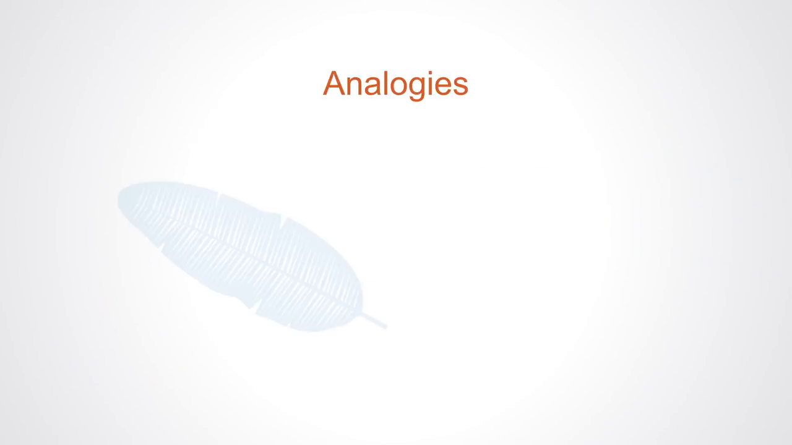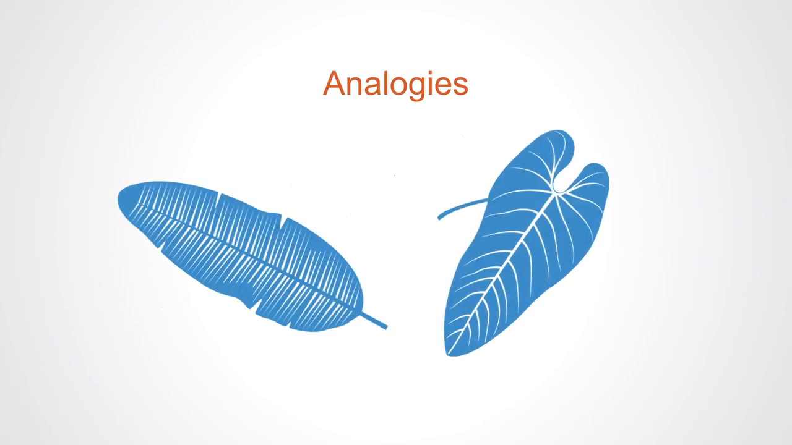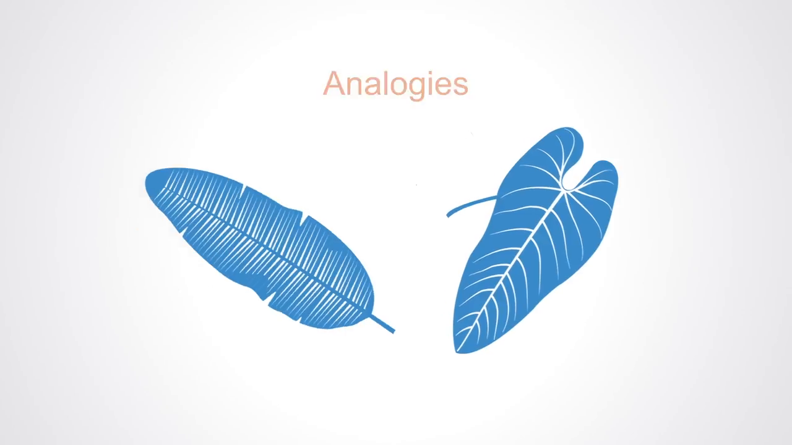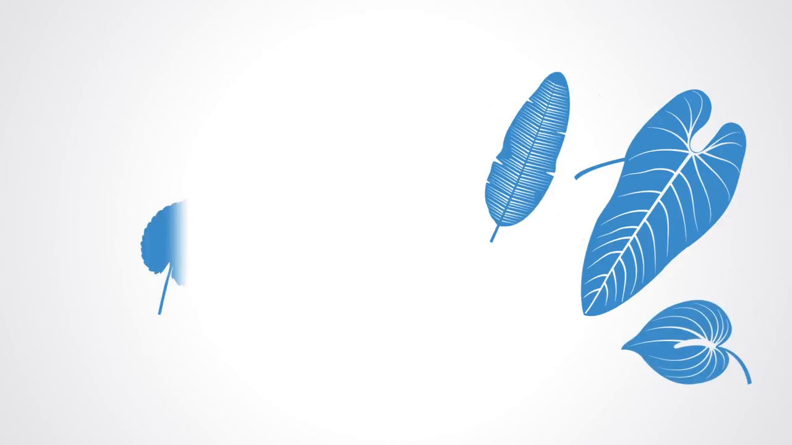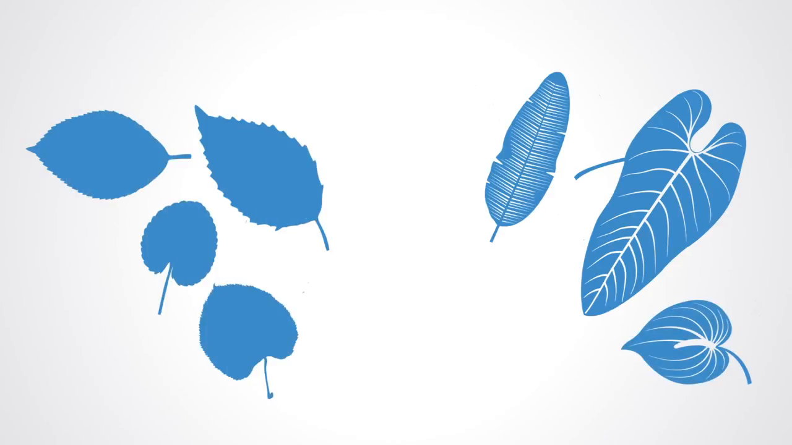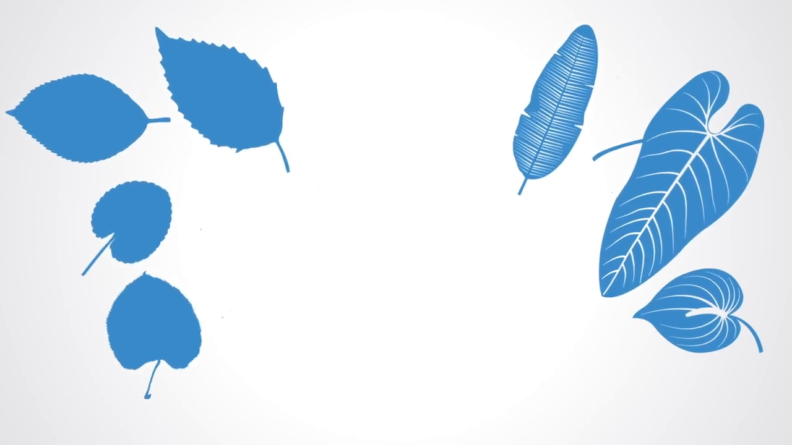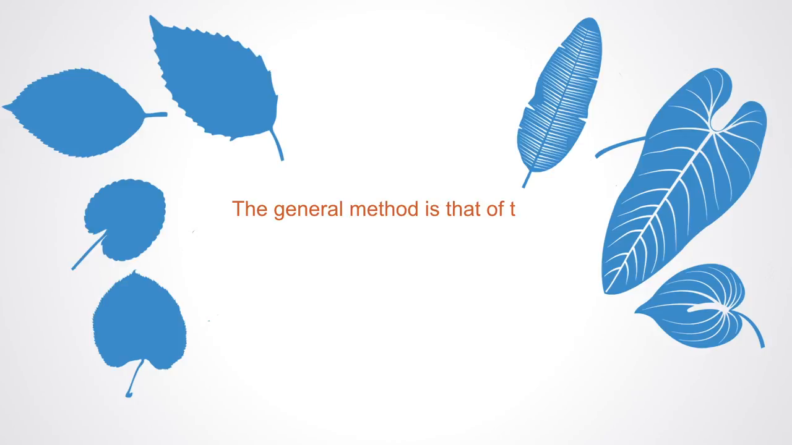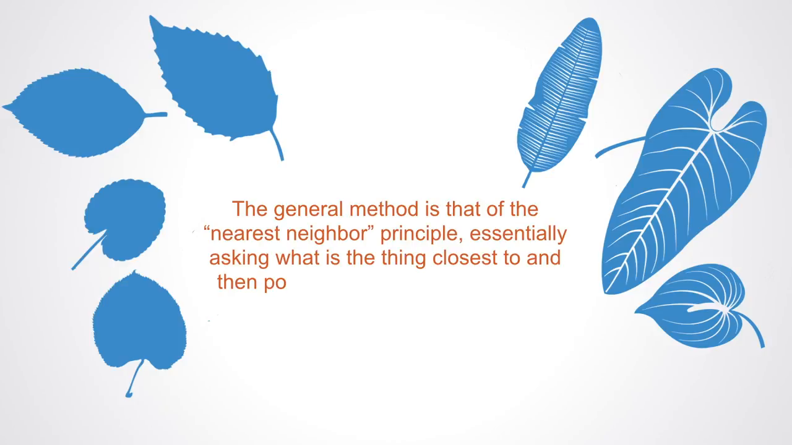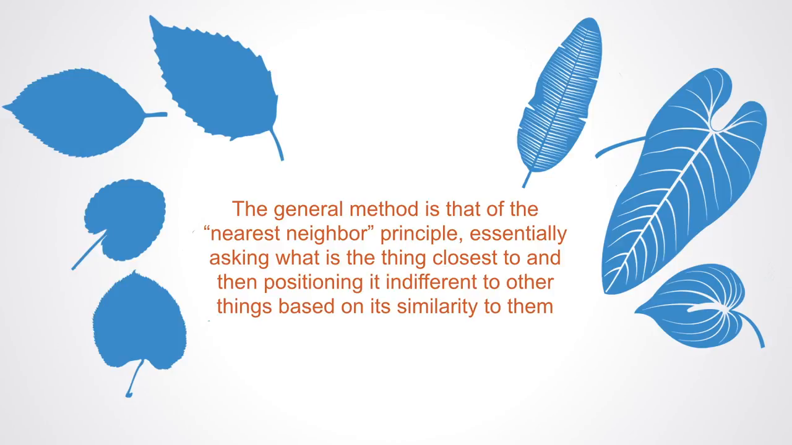The fifth approach is that of analogy. Analogy is a powerful and fundamental tool that our brains use to categorize new information by comparing it to what we already know, to see how closely it resembles other things, and thus whether we can place it into or near to a category that we already know. The general method is that of the nearest neighbor principle, essentially asking what is the thing closest to, and then positioning it in relation to other things based upon its similarity to them.